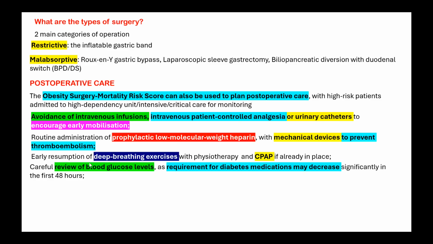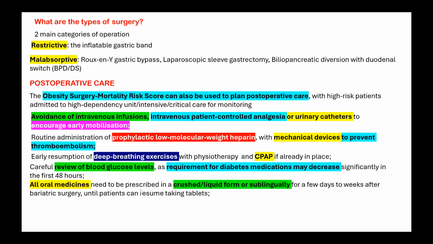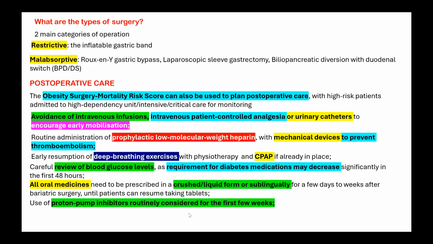Review blood glucose levels because nowadays, as I said, one of the indications for bariatric surgery is to control the diabetic state. The requirement of diabetic medications may decrease significantly within the first 48 hours itself. All oral medications are to be crushed and given in a liquid form or sublingually for a few weeks after bariatric surgery until the patient can resume normal tablets.